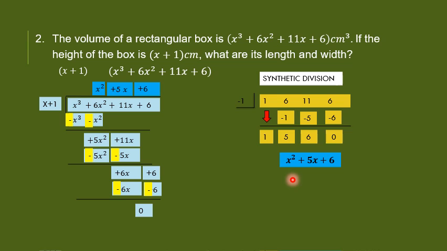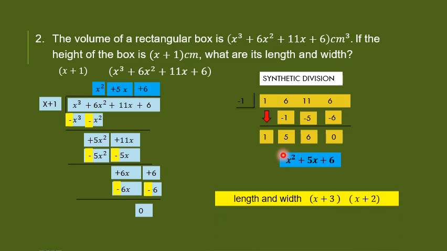We're going to apply the general trinomial where a equals 1. So the length and width is quantity x plus 3 and quantity x plus 2. So that is the answer. Yes, it's because the question is what are its length and width. So this is the answer: x plus 3, x plus 2. Alright?